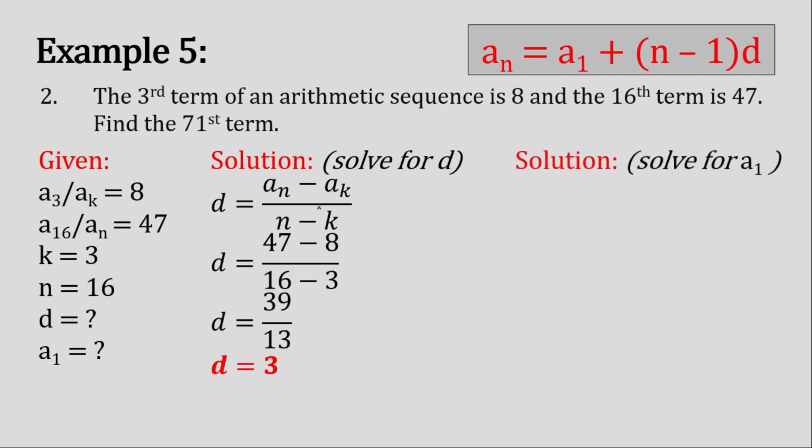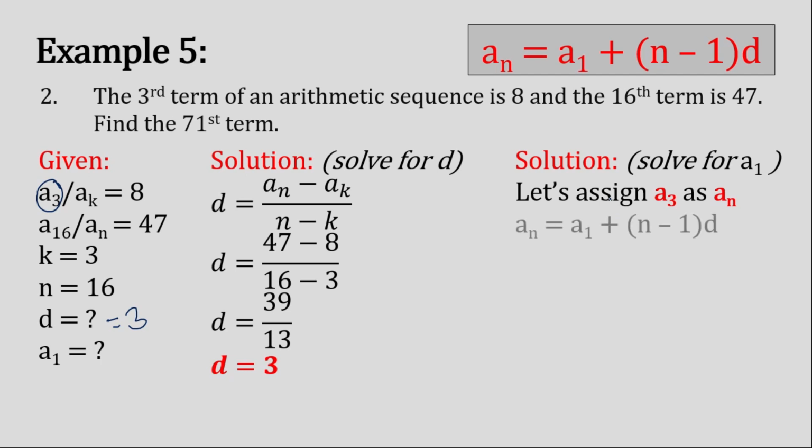Now let's solve for a sub 1. Now let's consider this as our value. Don't forget that. So let's try this. Write it here. So, okay. Let's assign a sub 3 as a sub n. Okay, for now, we will use a sub 3 as our last term to solve this problem. So now the value of our a sub n is a sub 3. So the value of a sub 3 is 8. And we don't have a sub 1, but we have the value of n and we have the value of d. So let's try to solve this now.